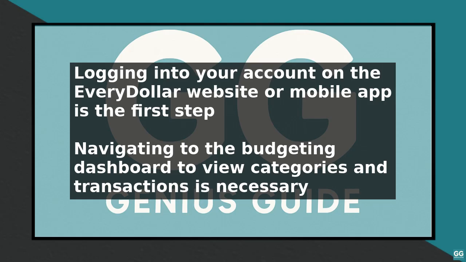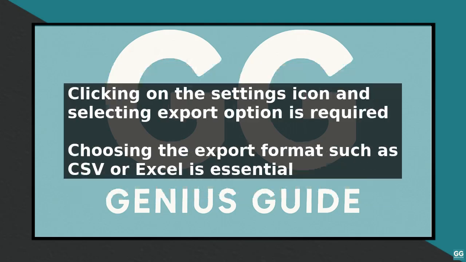Click on the settings icon, usually represented by 3 vertical dots or a gear symbol, and select the export option from the drop-down menu. You will be given the choice to export your budget data in a CSV or Excel format. Choose the format that best suits your needs.